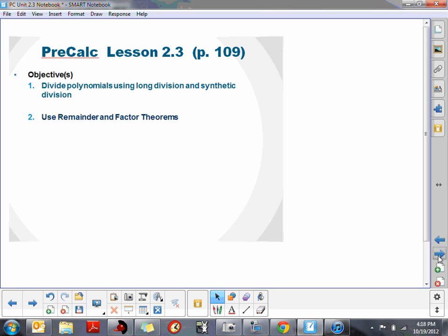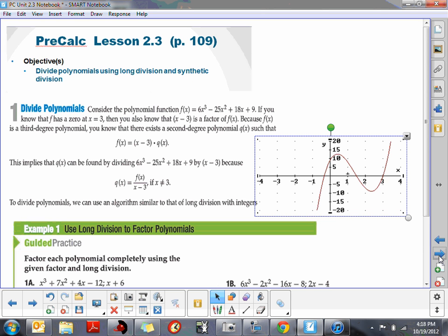There are two basic objectives in this lesson. We've got to be able to know how to divide polynomials by using long division and synthetic division. And the second thing is to use the remainder and factor theorems. The first one we're going to try to do is teach you how to do long division of polynomials, and then we're going to show you how synthetic division can be used as well. It's a little bit faster process, a little cleaner and easier process.